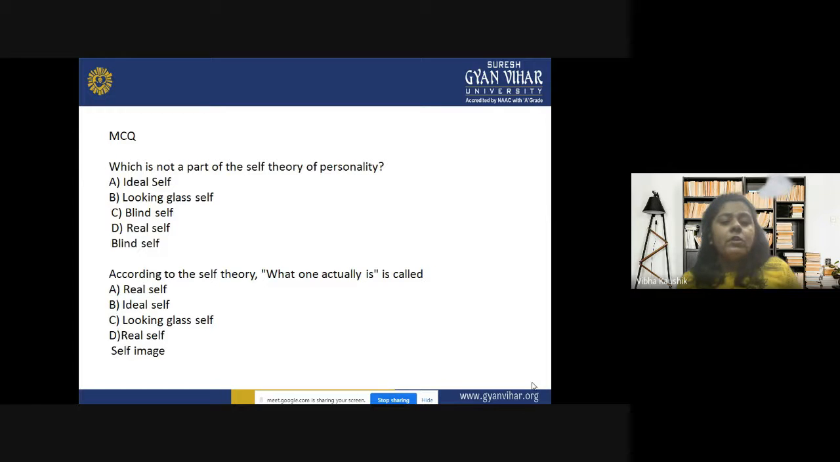The first one is, which is not a part of the self theory of personality. The options are: A. Ideal self, B. Looking glass self, C. Blind self, or D. Real self. So these are the options, students. Now you have to select the correct answer on the basis of the given choices, and the correct answer is option C, that is blind self.